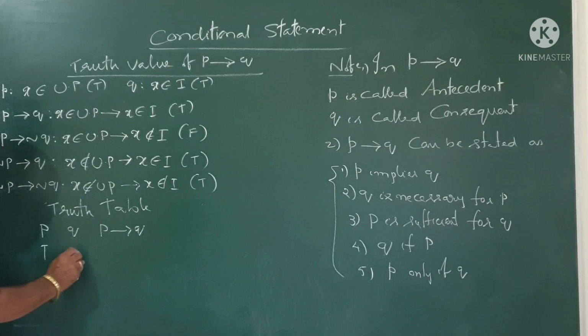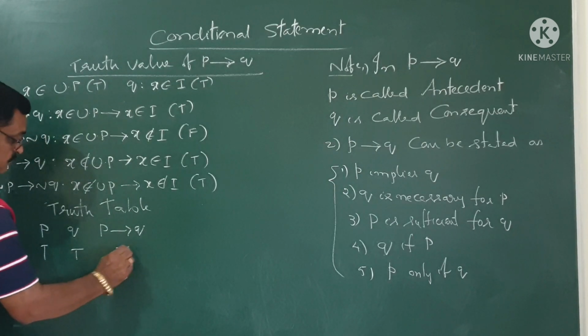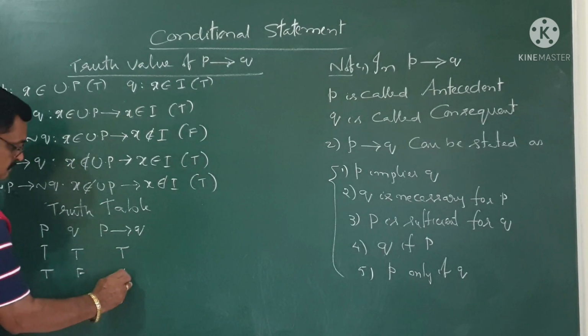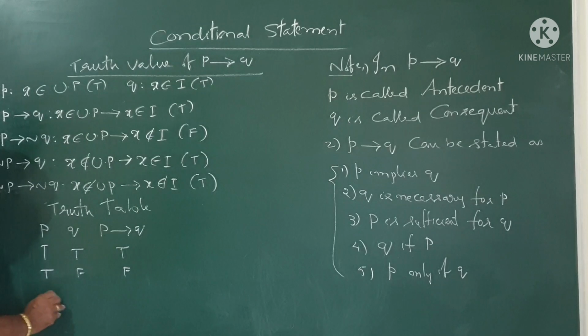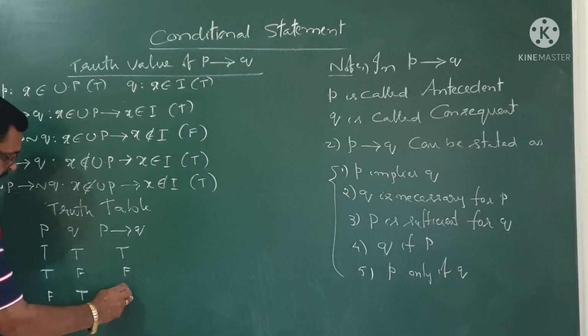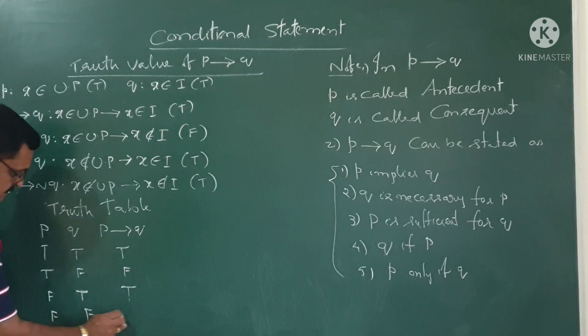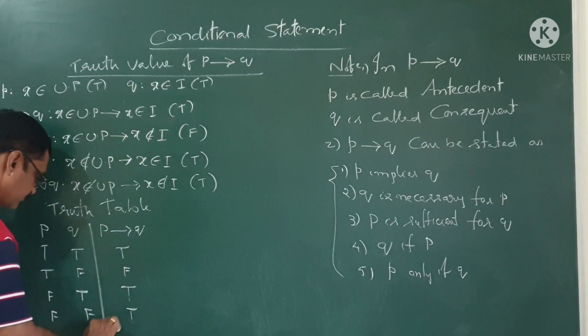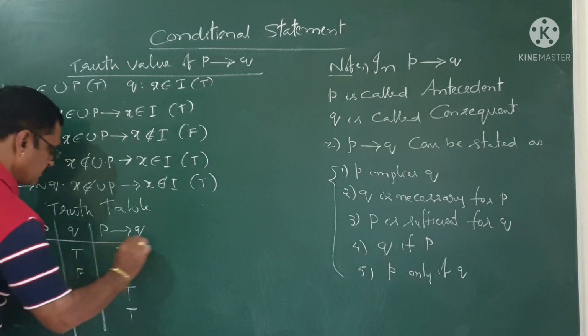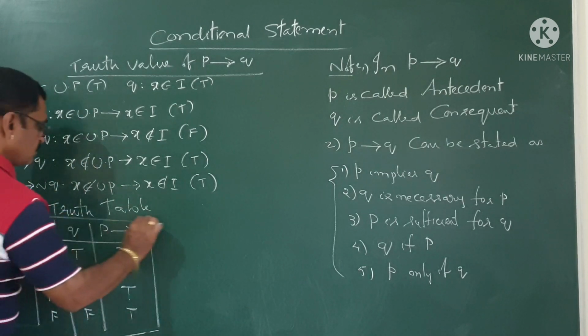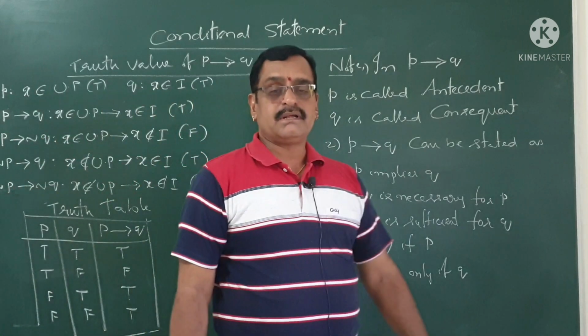This is true, this is true, this is true. This is true, this is false, false. This is false, this is true, and this is true. When both are false, then the statement is true. This is the truth table first. Here you need to understand one important concept.